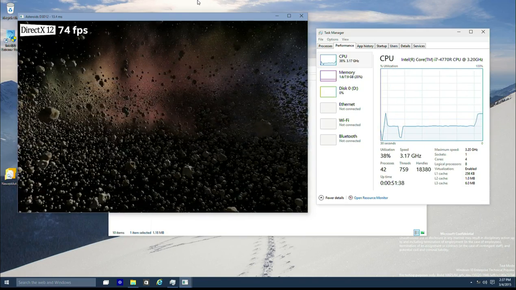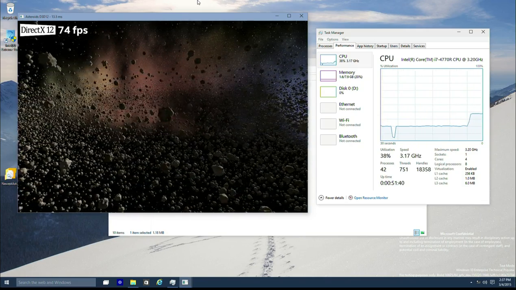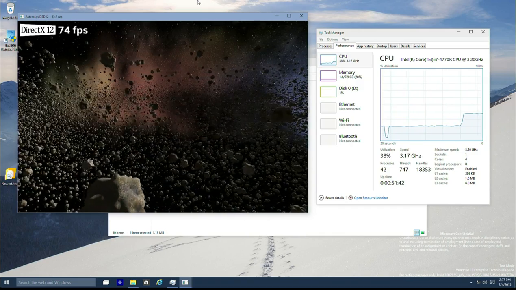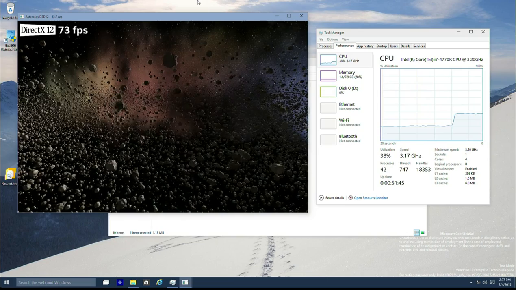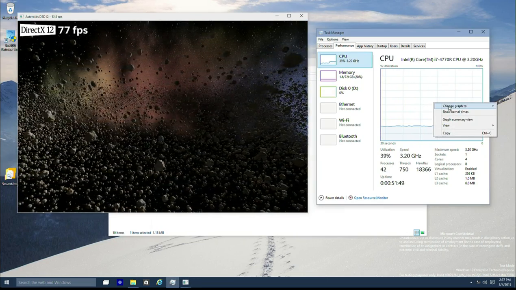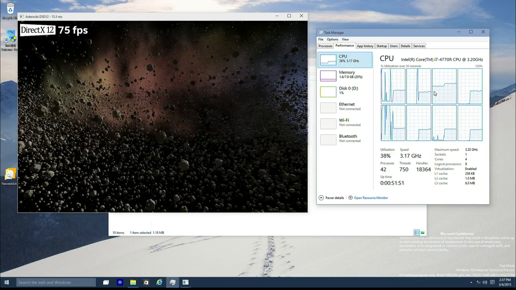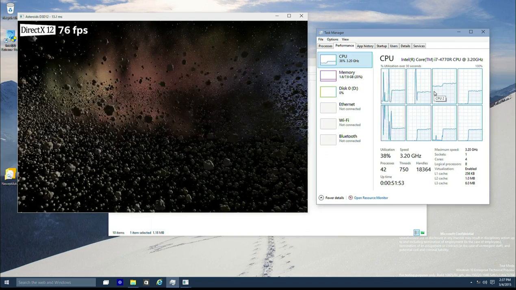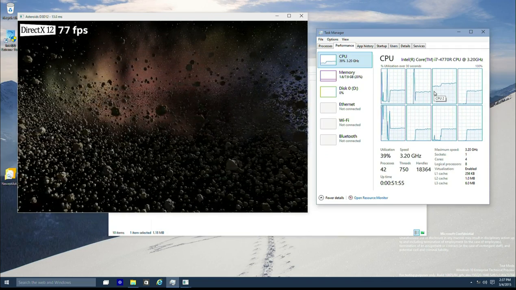Switching to D3D12, we get about 3 times the frame rate, but we've only doubled the CPU usage. Furthermore, instead of being serialized on the driver thread, you can see we're breaking the rendering workload across multiple processors at this point.